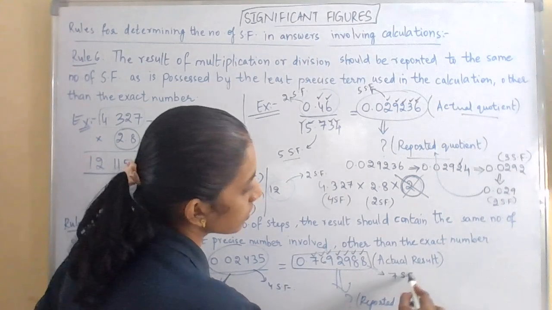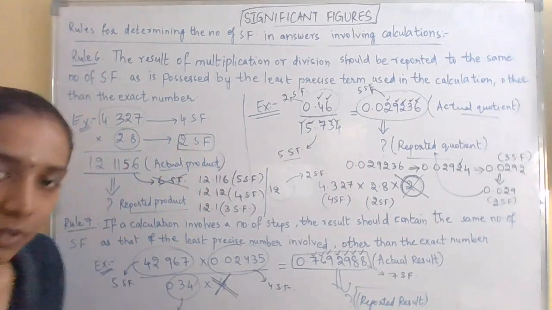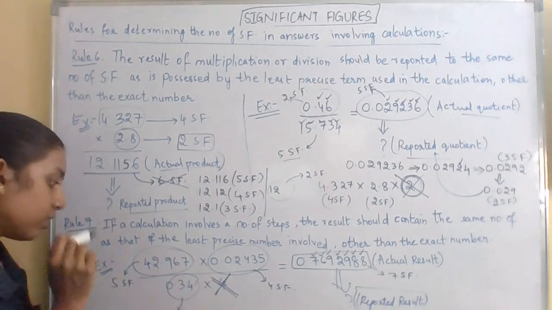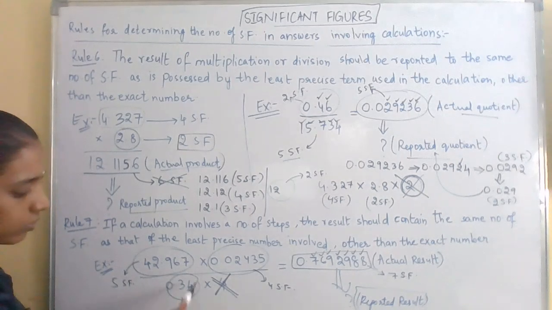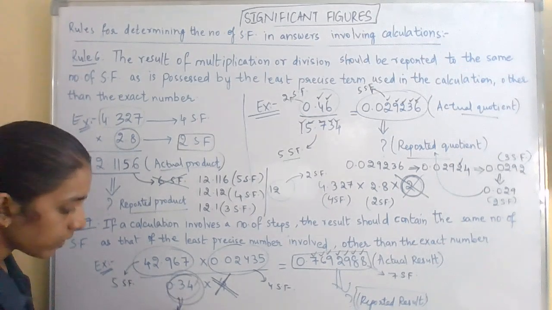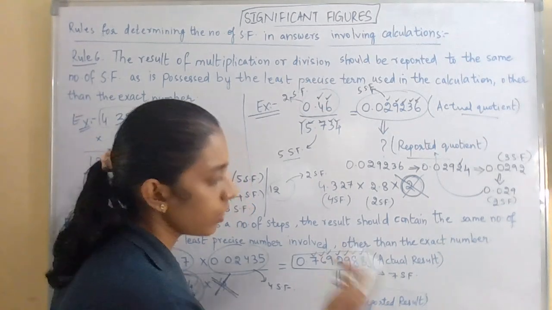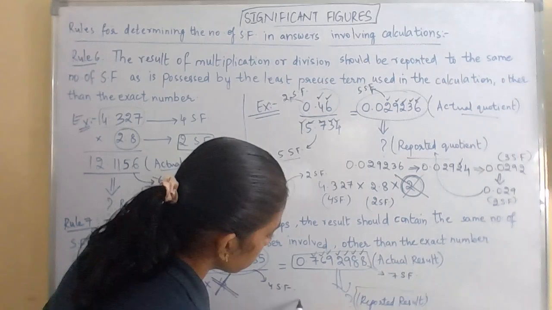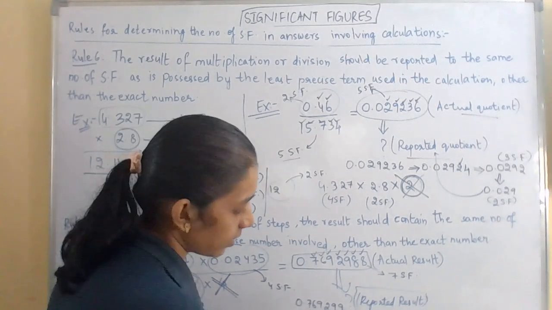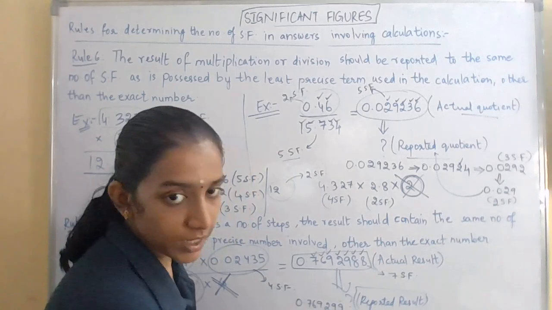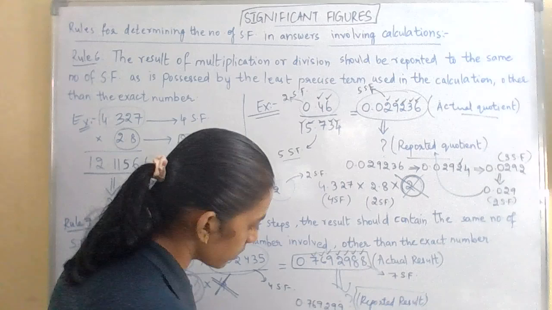7 significant figures. But in the reported result, the number of significant figures should be the same as that of the term containing the least number of significant figures. So 5, 4, 2. 0.34's number of significant figures is 2. So we have to round it off to 2 significant figures. Again you have to round it off. 0.769299. This 9 is greater than 5. So this 9 has to be increased by 1. 9 plus 1, 10.